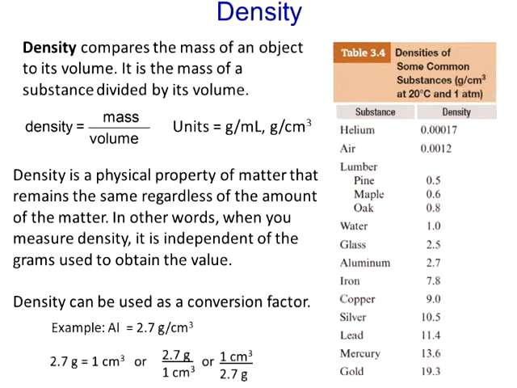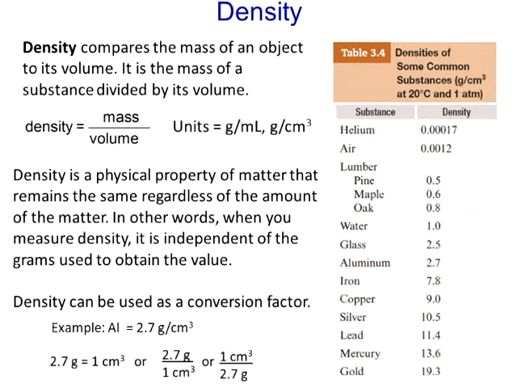We show you the formula for density. Density equals mass divided by volume. The most popular units for density are grams per mil, which is the same as grams per centimeter cube, which is the same as gram per cc, particularly if you're in the medical field. Density is a physical property of matter that remains the same regardless of the amount of matter.